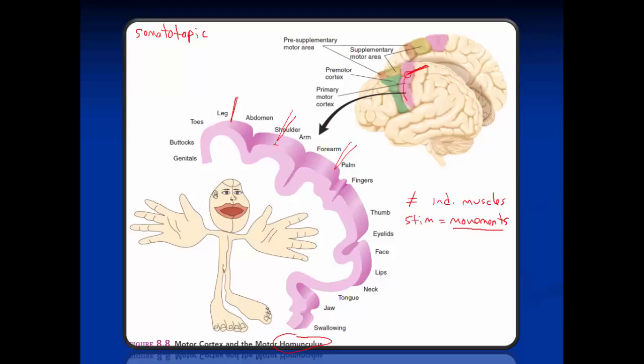Now, the primary motor cortex doesn't do it all on its own. It gets a lot of feedback. If we want to plan a movement, we want to engage in a sequence, we need to involve other parts of the brain. So we're going to have lots of connections to that primary motor cortex, lots of inputs. We'll also have lots of outputs.